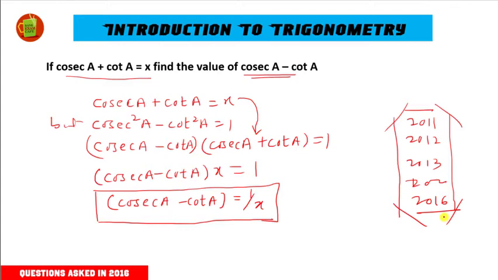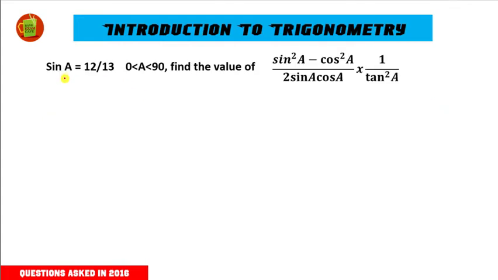Friends, the next question that was asked in 2016 was that sin A is equal to 12 by 13. Find the value of (sin square A minus cos square A) upon 2 sin A cos A into 1 upon tan square A. Here sin A means opposite side upon hypotenuse. So here in a right angle triangle, if this angle is A, this is B and this is C, right angled at C, then sin A is equal to opposite upon hypotenuse. So we will take the opposite side as 12k and the hypotenuse as 13k and find the third side remaining.